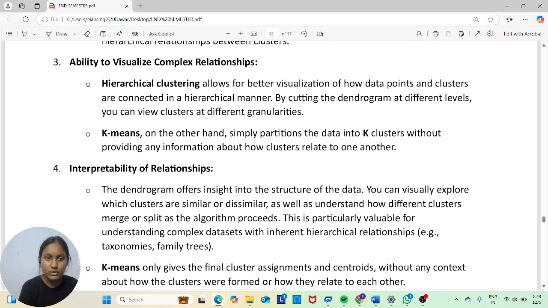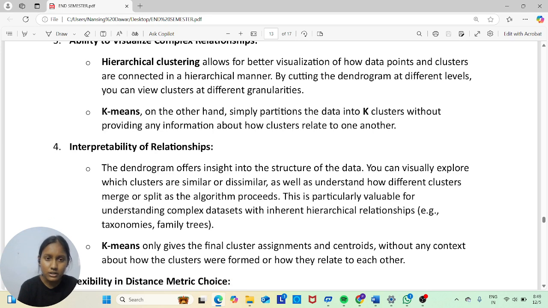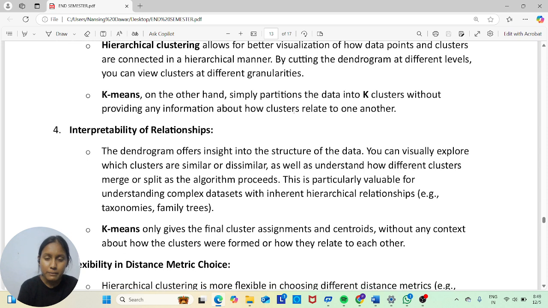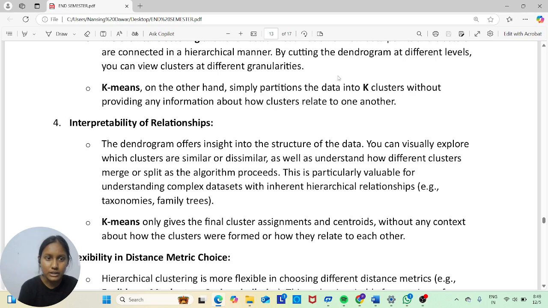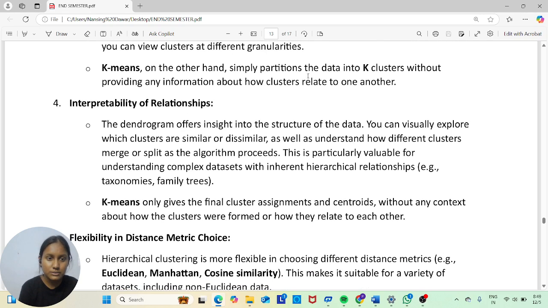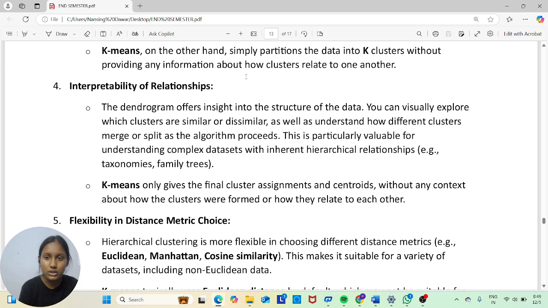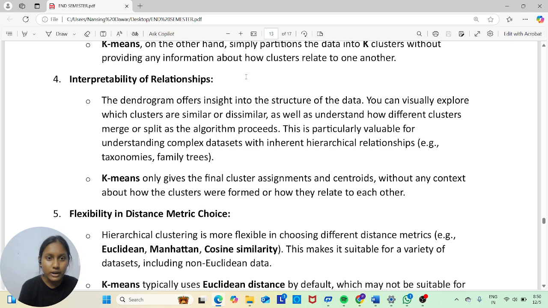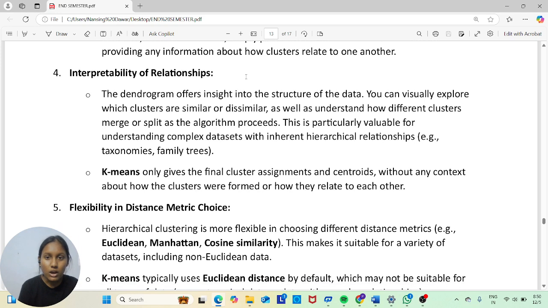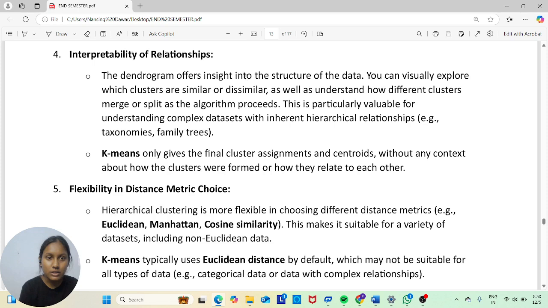Third is the ability to visualize complex relationships. Hierarchical clustering allows better visualization of how data points and clusters are connected in a hierarchical manner. By cutting the dendrogram at different levels, you can view clusters at different granularities. K-mean, on the other hand, simply partitions the data into K clusters without providing any information about how clusters relate to one another. Fourth, interpretability of relationships.